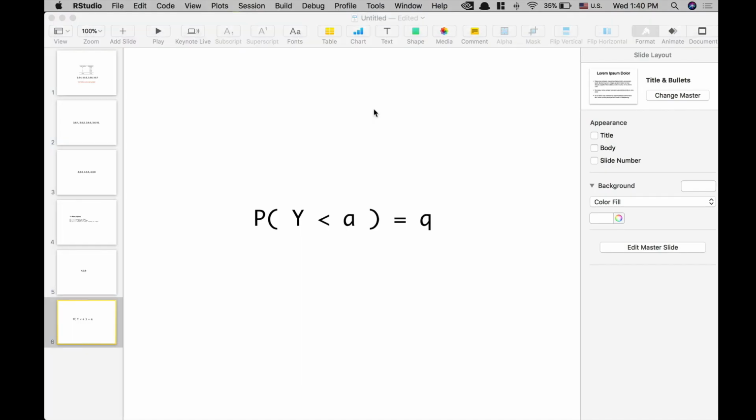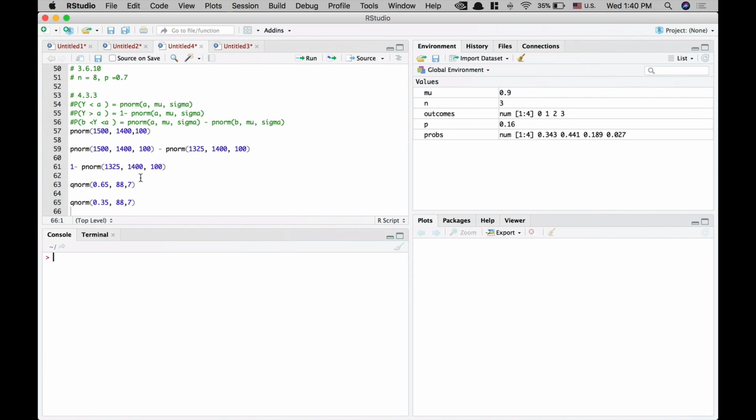We are given that in this normal distribution the mean is 88 and the standard deviation is 7. We want to find the 65th percentile. You use qnorm, which is for the quantile of a normal distribution, and it gives you 90.697. What does this mean?